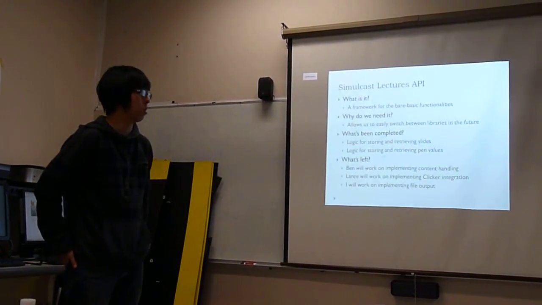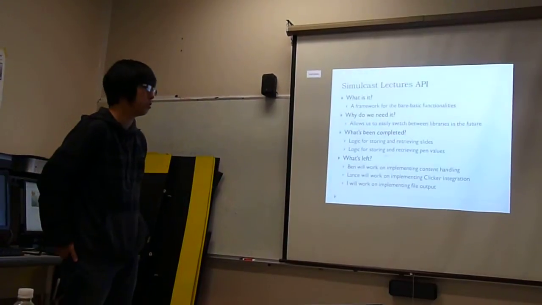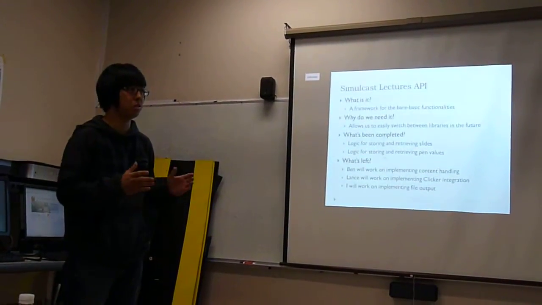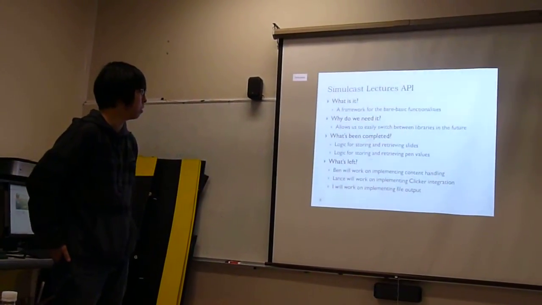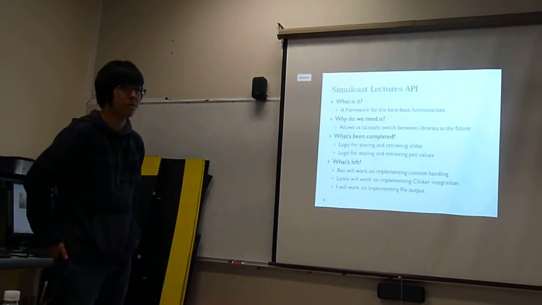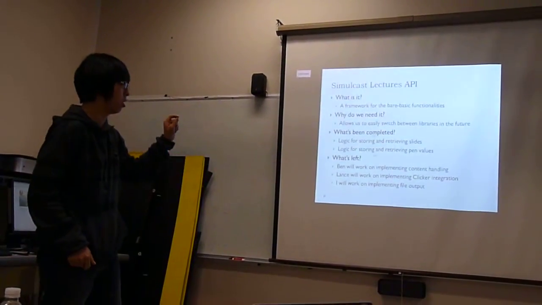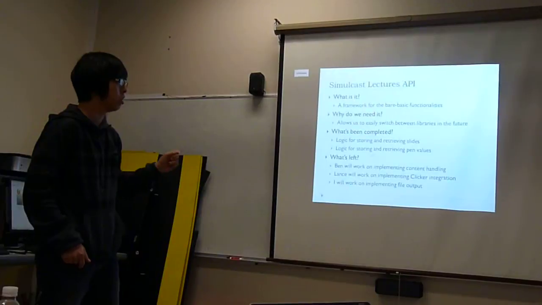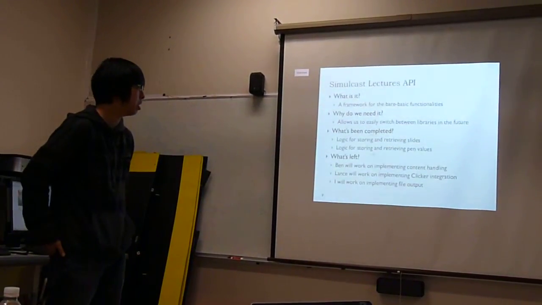So what's been completed already? We have the logic for storing and retrieving slides, sort of a list. And then we also have the logic for storing and retrieving pen values for when the professor were to write on canvas. So red, green, blue, all that kind of stuff is stored inside the API now.